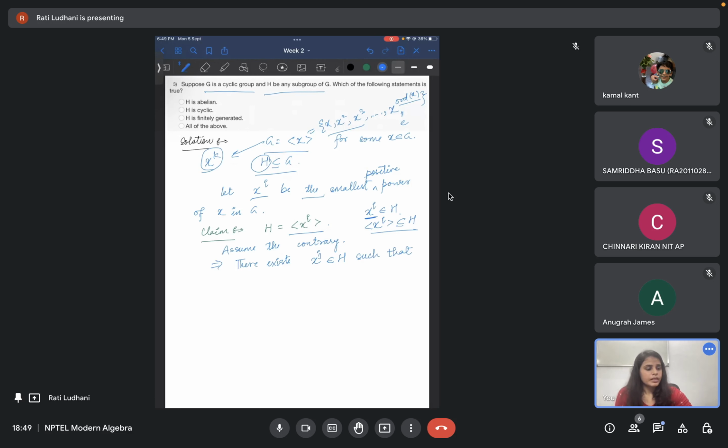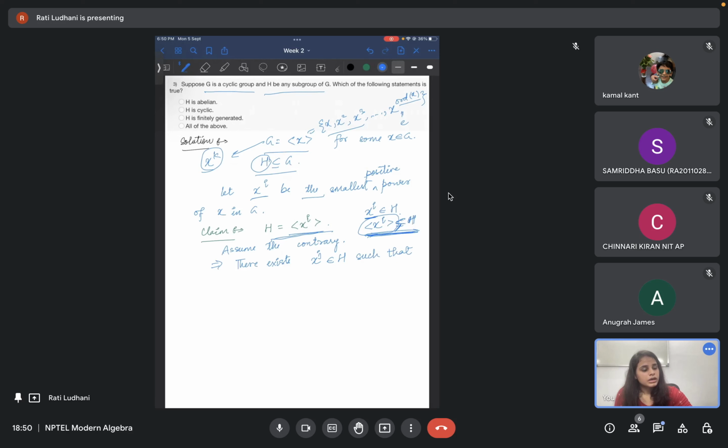Okay, so this is contained in H. I am saying this is our claim, and we have assumed the contrary. That means we are assuming the negation. We are proving by contradiction. So that means this is properly contained. This is not equal, because already we know x raised to power I generated set is contained in H.